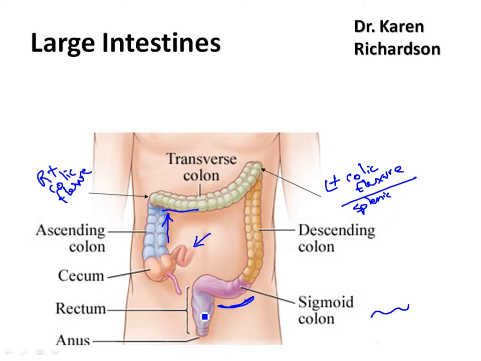And then the final straight portion is the rectum, and then the final opening to the outside is, of course, the anus. Now, the entire large colon is very different from the small intestine. It's obviously much larger in diameter, but it is not actually as long. It is not as compacted into a small area. We only have anywhere from 4 to 5 feet in length for this particular section of the intestines.